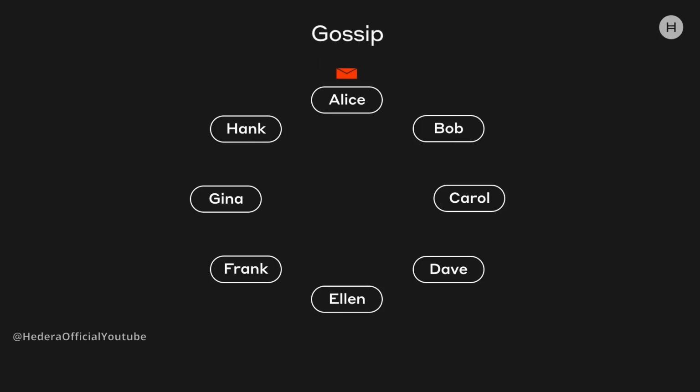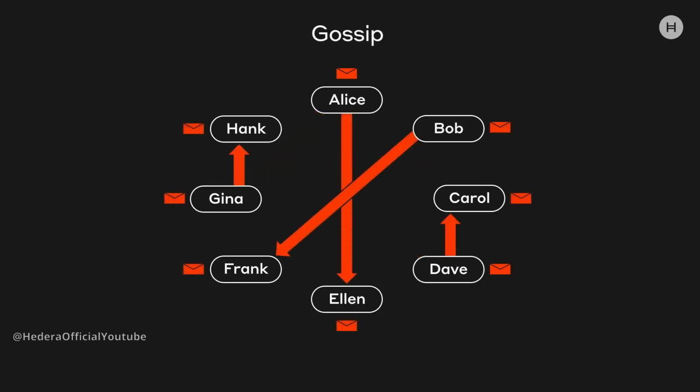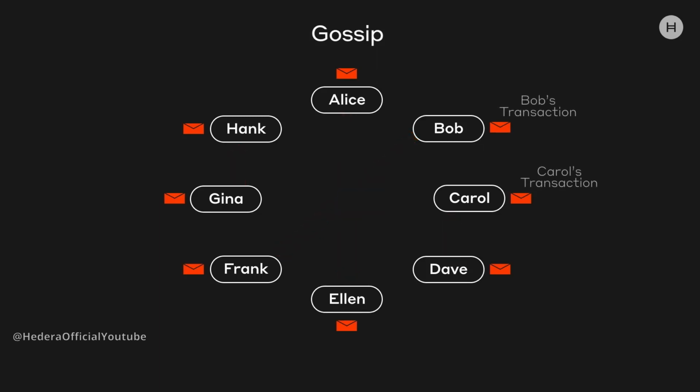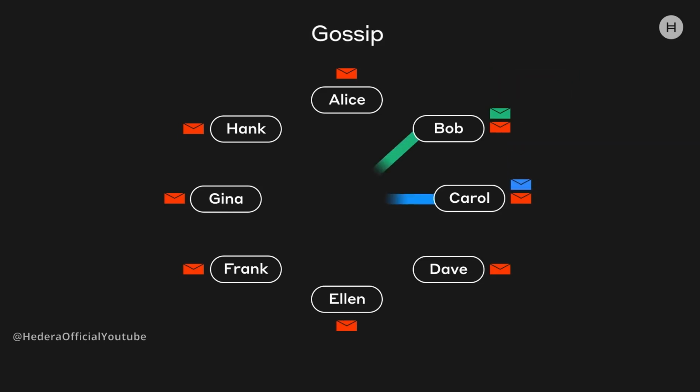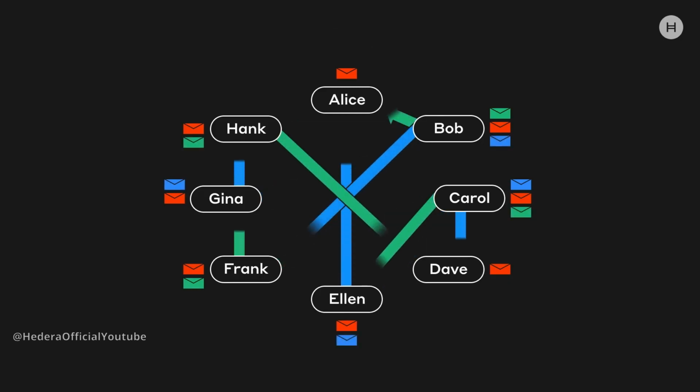This means she sends it to a random person, and then each of them sends it to a random person, and they send it to a random person, and exponentially fast it explodes outwards, and the whole world knows about it. Now what if Bob and Carol have transactions they want to send? Well, they put them inside of messages, which they then send out to random people, so there are 2, then 4, then 8, and it blows up exponentially.